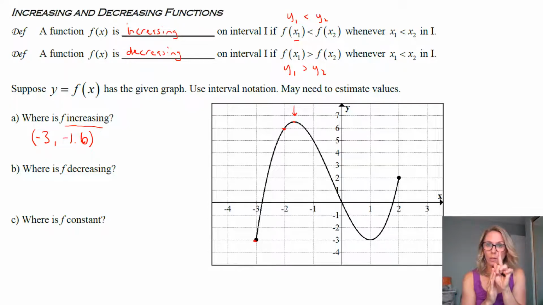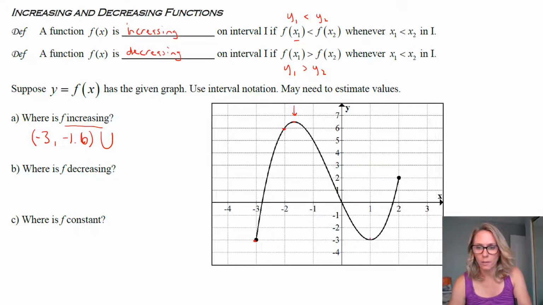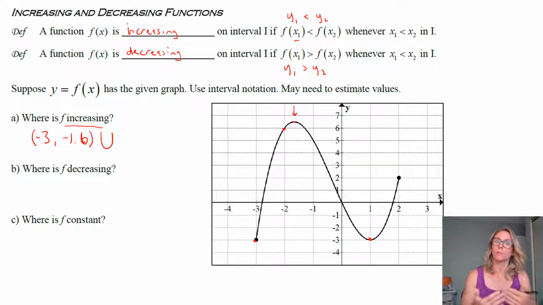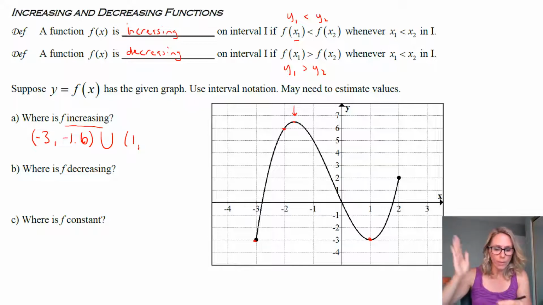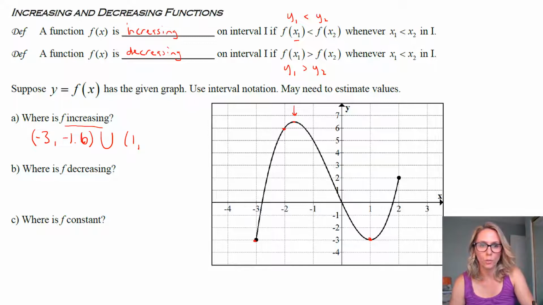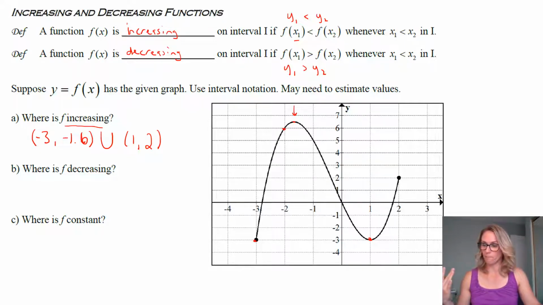Then it stops being increasing, and you notice it goes down. But then at some point it starts going back up again. So I'm going to use my union, and I'm going to say, hey, once I get over here, my function again stops doing one thing and starts doing another thing. So I'm going to say that it starts again at 1 to increase, and then it goes all the way up until, as you can see, 2, and then the function stops. So I can't go any further than that.